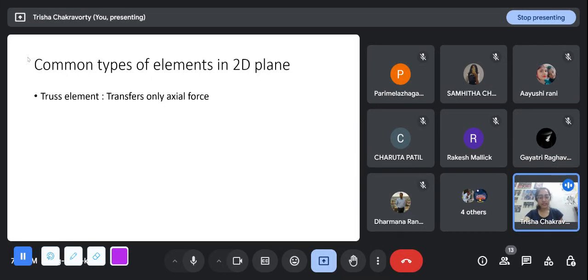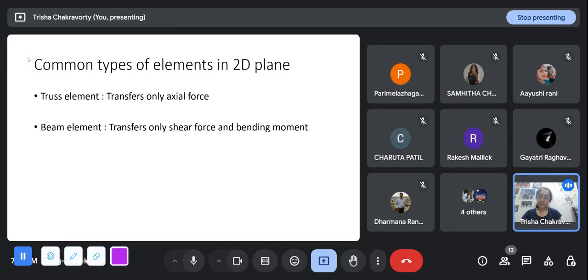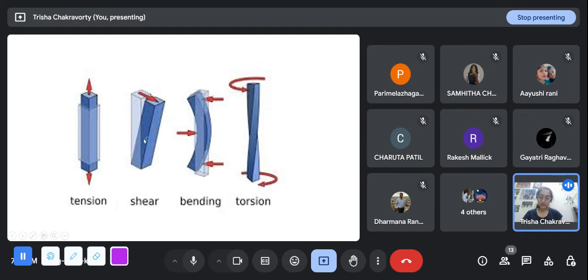So one type is the truss element that transfers only axial force. The beam element transfers only shear force and bending moment, and the frame element transfers all three. So a truss element is something like this that will only undergo tension and compression. The beam element is the most commonly visualized element when we are talking about structural analysis. The first element that comes to our mind is a beam element that undergoes bending and shear. You cannot say that there is a beam element and a frame element and a truss element, because they won't look different. We will treat them as a truss element if we know that only tension and compression can possibly be generated in it.